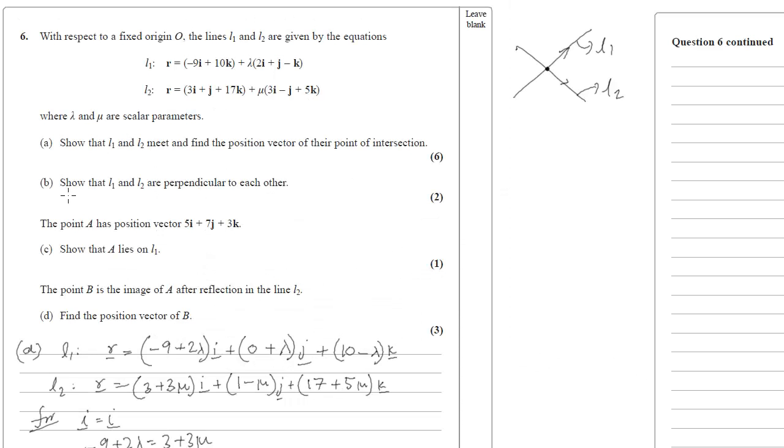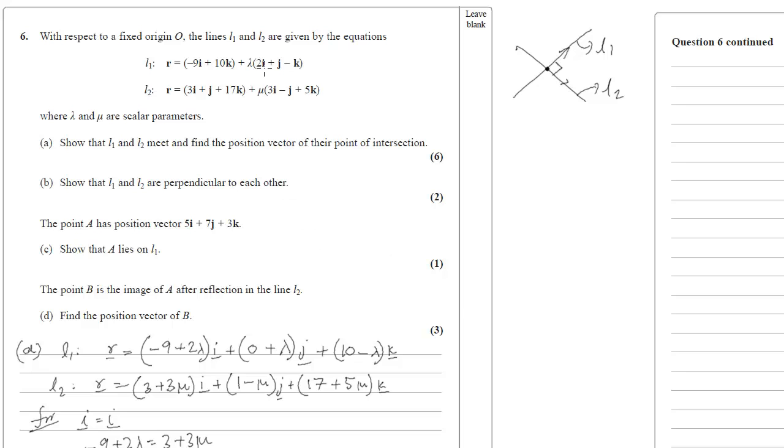Question number B, we have to show that L1 and L2 are perpendicular. That means the dot product of the direction vectors has to be 0. Remember, this is the rule. If two lines are perpendicular, that means there is 90 degrees between them. So cos 90 degrees is 0, so the dot product has to be 0. So what we have to do is take the direction vectors and show that the dot product is 0.